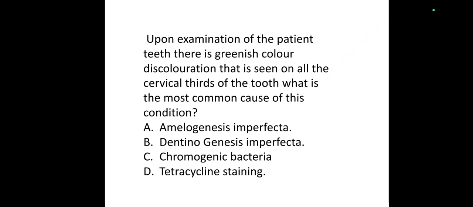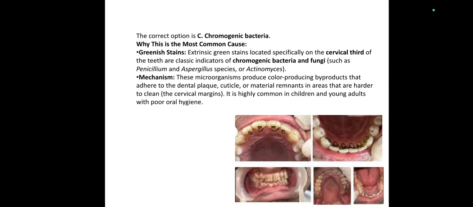Dentinogenesis imperfecta, C. Chromogenic bacteria, or D. tetracycline staining. The correct option is C. Chromogenic bacteria. Why? Let's analyze.